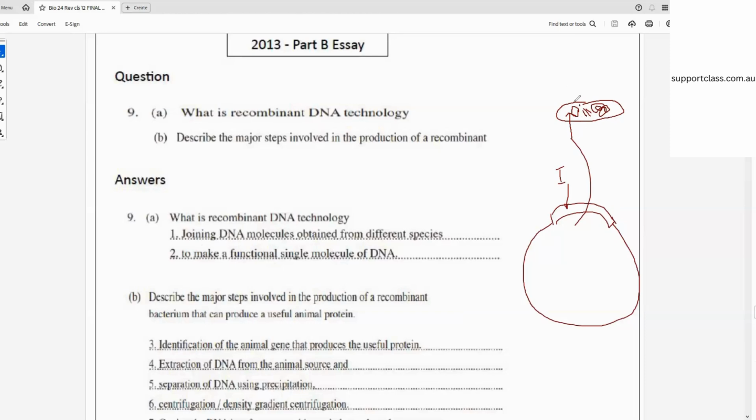But we don't have to tell all of them. We just say functional DNA, right? Until it makes a functional single molecule of DNA. That's going to be enough for this answer, for this part of the question.